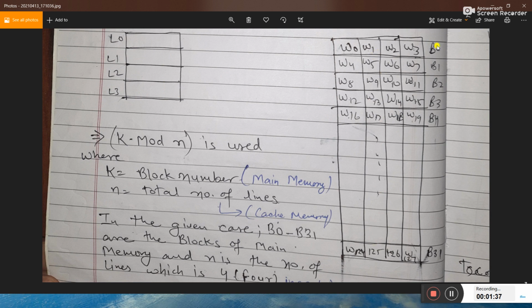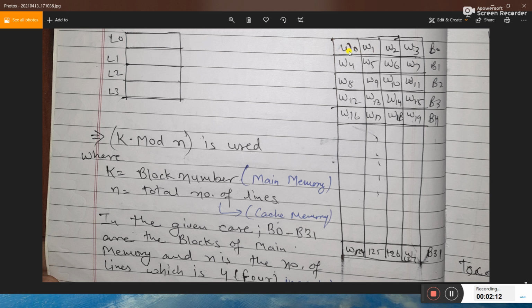In that case you can see that there are some blocks. My main memory can be divided into blocks, and my cache memory is divided into a number of lines. The number of words in a line is equal to the number of words in a block. So the size of a block and the size of a line are equal, and there is no difference between line size and block size.